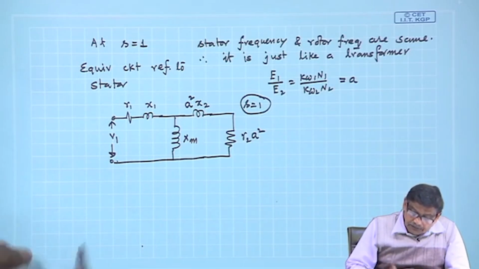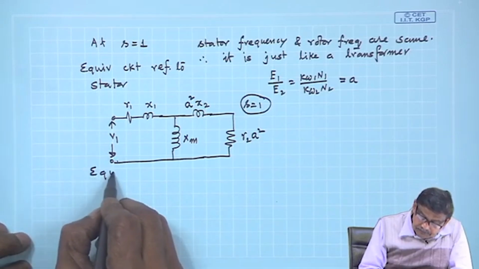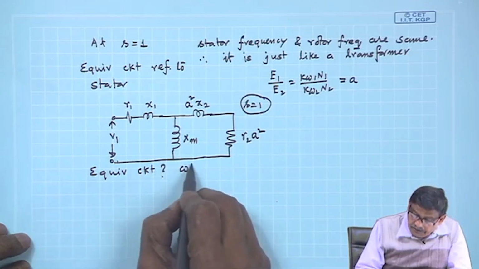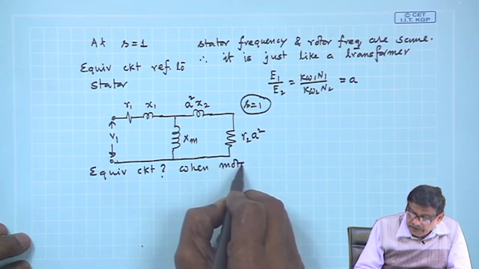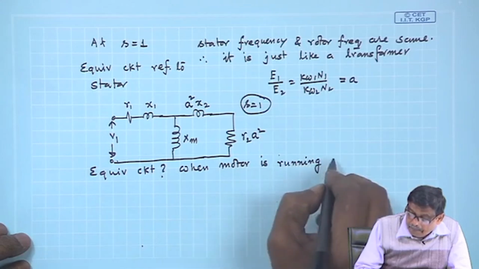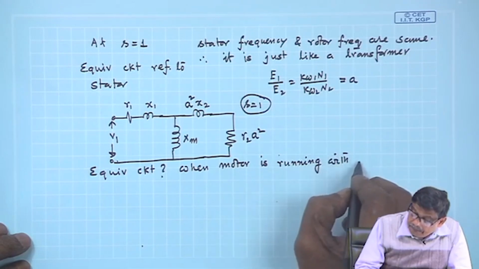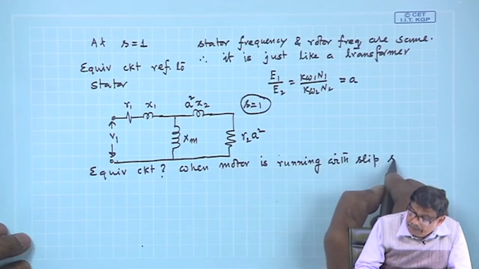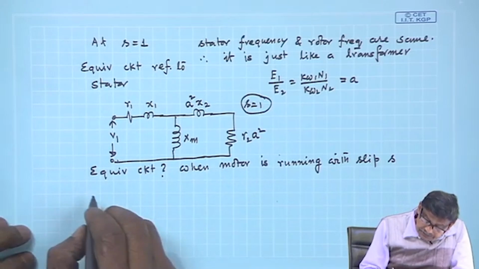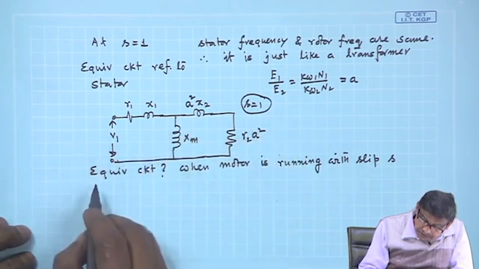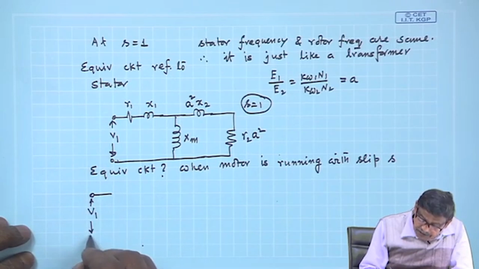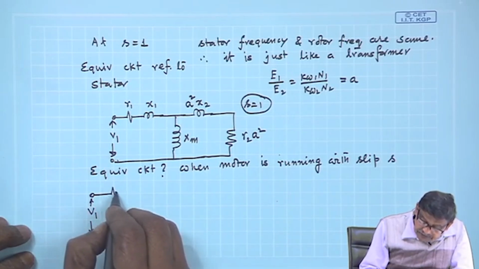Now, the question is, what will be the equivalent circuit when the motor is running with some slip S, which is not equal to 1? Under that condition, if I draw the primary and secondary coil separately, it will be like this. V 1 is the applied voltage per phase on the stator windings.